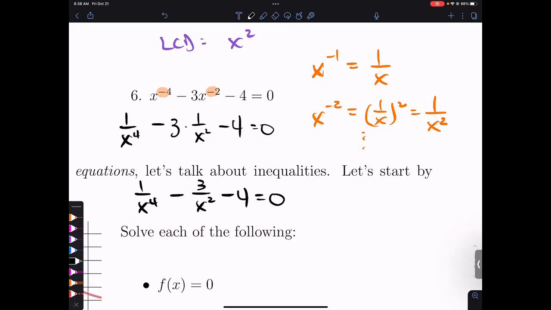So I'm going to leave that one here for now. If we want to, we can talk about it together on Monday, but I want you guys to give that one a shot. So the LCD is x to the fourth, or try to factor like a quadratic.